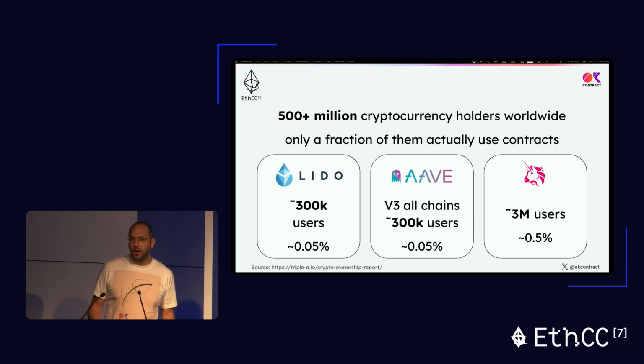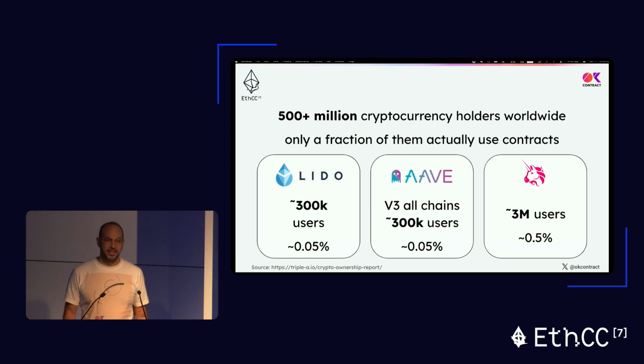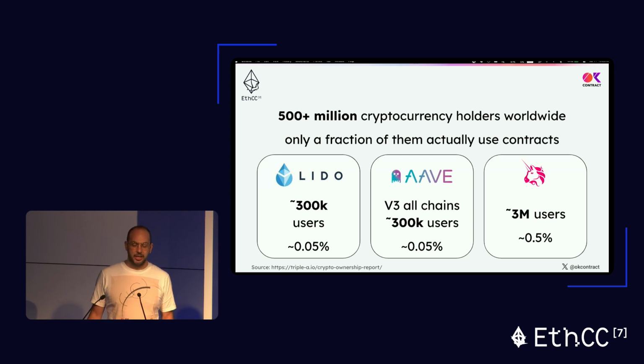There are about 500 million people worldwide who hold cryptocurrencies. But if we look at the stats, at the Dune dashboard, etc., only a tiny fraction of them actually use contracts. If you look at Lido, for instance, there are 300K users. That's 0.05% of the cryptocurrency holders.